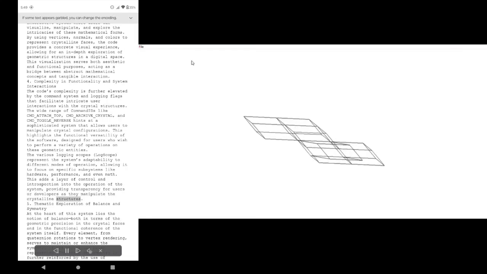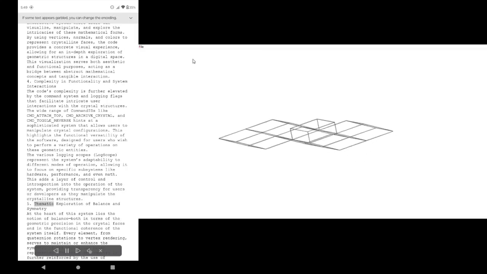This adds a layer of control and introspection into the operation of the system, providing transparency for users or developers as they manipulate the crystalline structures. 5. Thematic exploration of balance and symmetry.